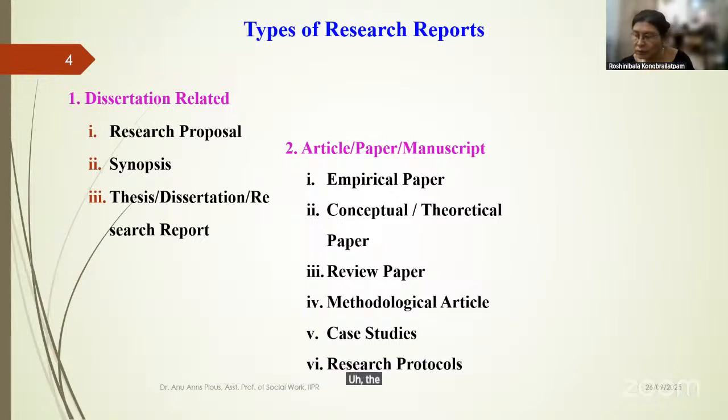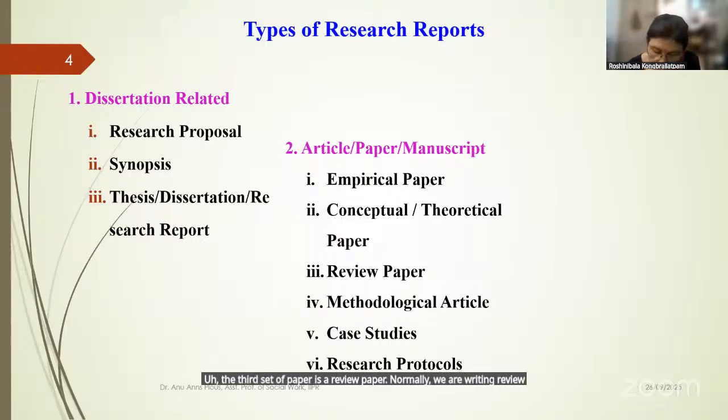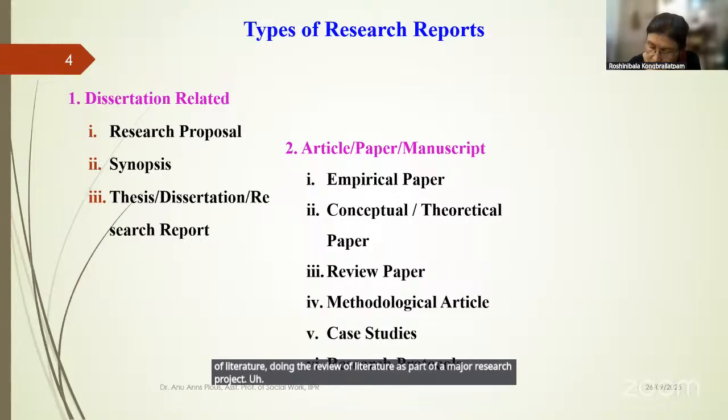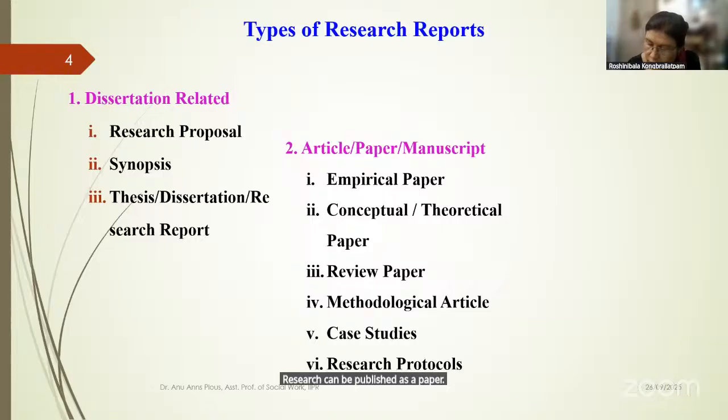The third set of paper is the review paper. Normally, we are doing the review of literature as part of a major research project. In that case, that review research can be published as a paper. So that is known as a review paper.